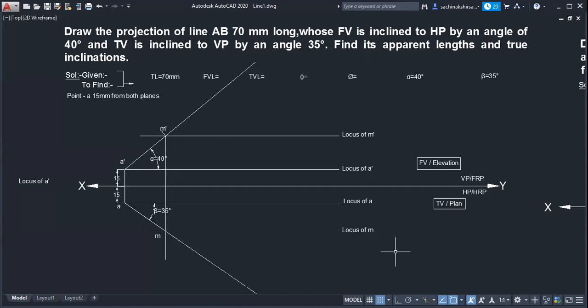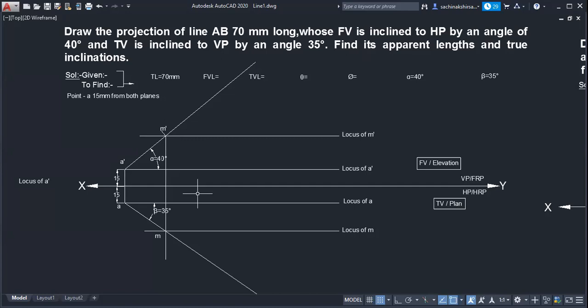True length. How to find it? Very simple: either you can utilize FVL or TVL. Rotate and straight. So what do you want to rotate, FVL or TVL? FVL. Okay, you want to rotate FVL. So which point are you going to take as the center? A dash.